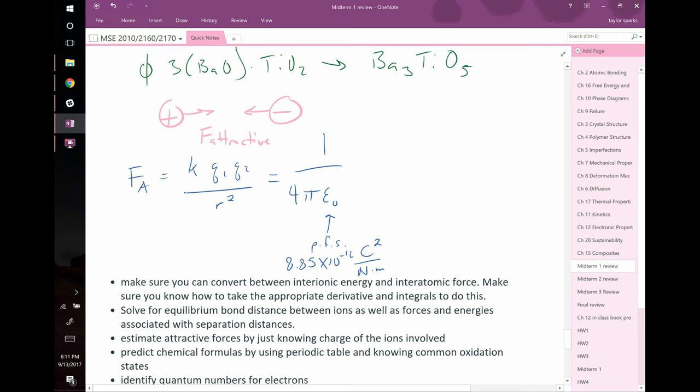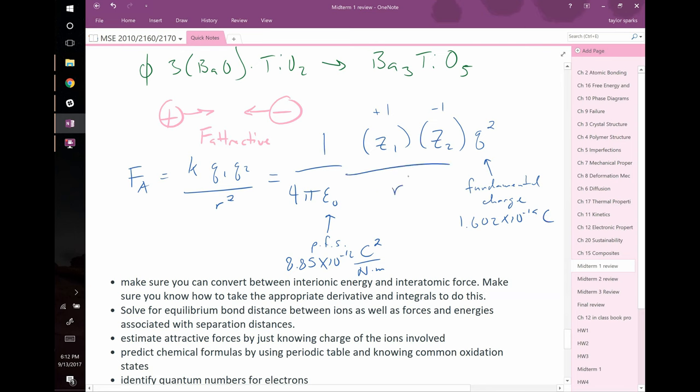So let's say it's monovalent for a minute. Z1 is the charge, Z2 is the charge of the other ion, so if these are +1 and -1, multiplied by the charge of an electron, let's just say q squared, the fundamental charge, which is 1.602 times 10 to the negative 19 coulombs. There you've got coulomb times coulomb, so the coulomb squared is going to cancel with these coulomb squared. Divided by r squared, the separation distance, so your meters cancel and you're left with newtons.